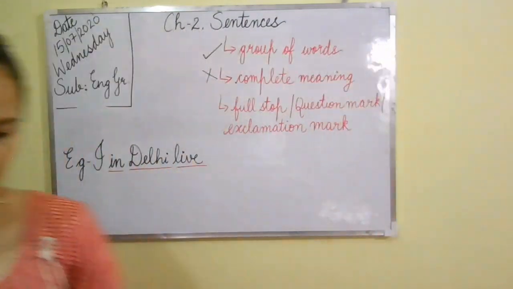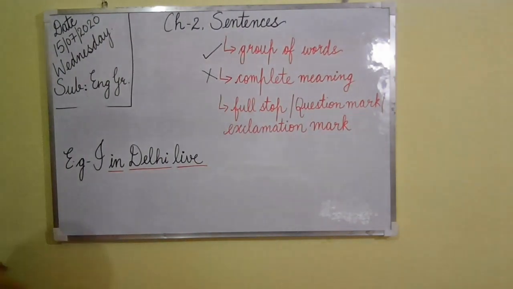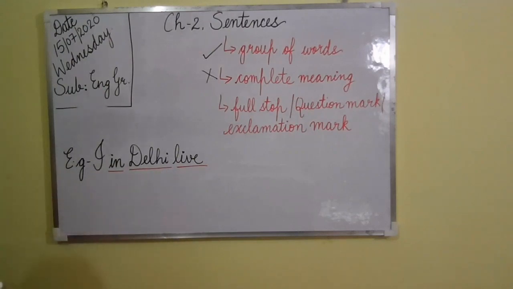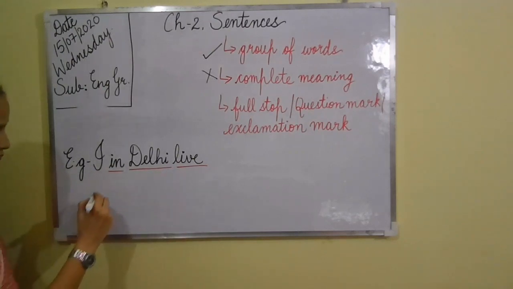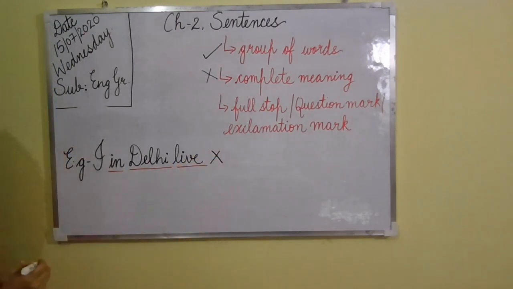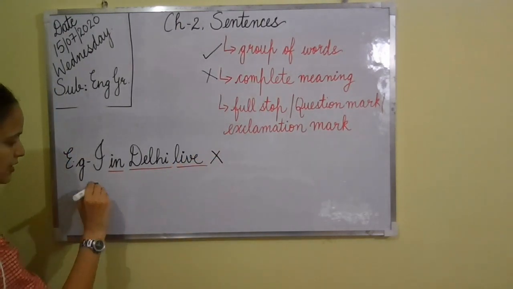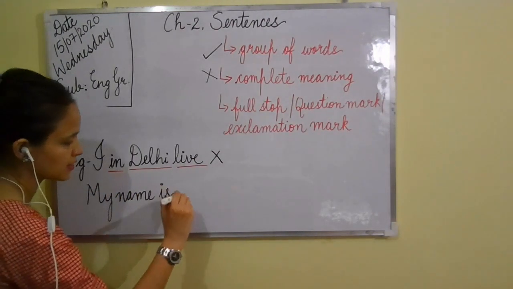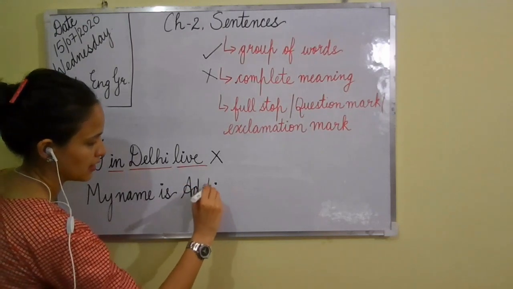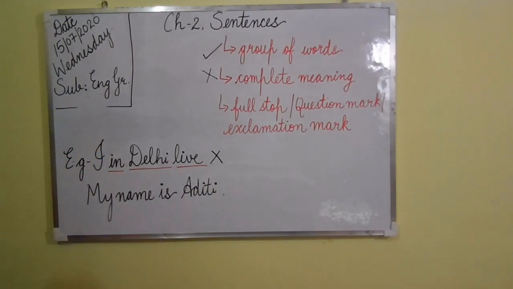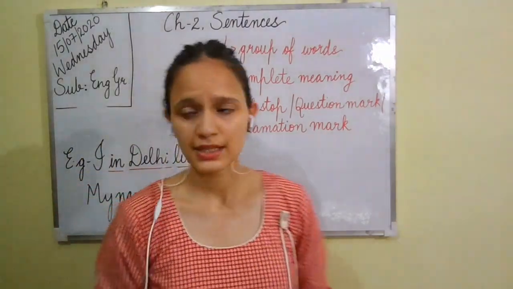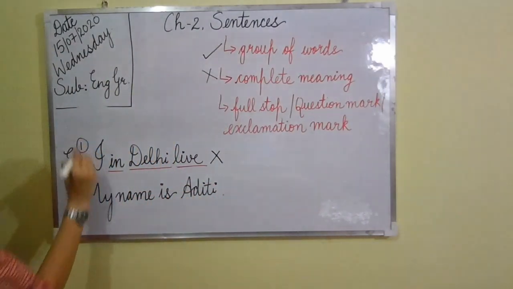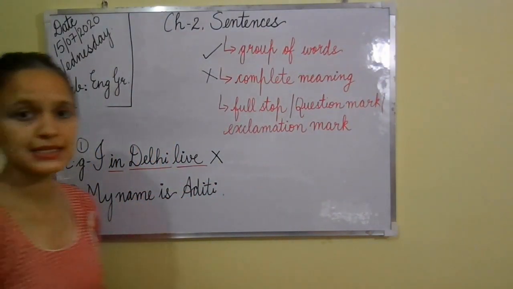Okay, so let's take another example. So this is not a sentence. This is not a sentence. Let's take one more example. My name is Aditi. My name is Aditi. Okay, this is first example. This is second example. My name is Aditi.